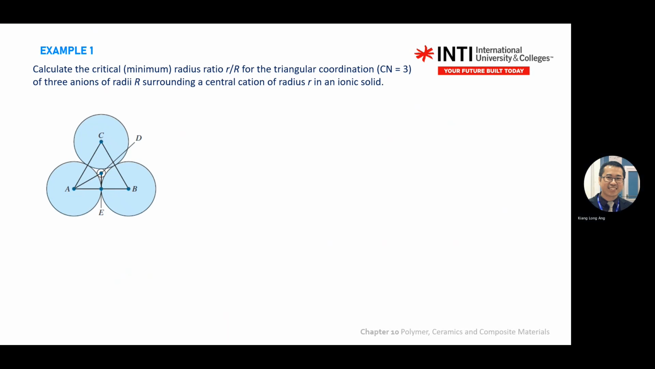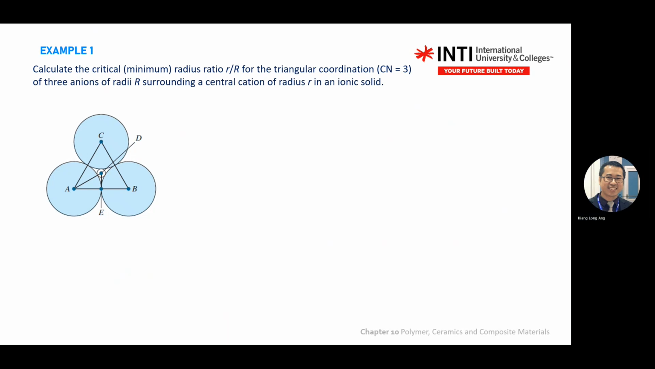So you transform the question into a diagram. Read again: for a triangular coordinate of 3 anions surrounding a central cation, it means you have 1 atom inside surrounded by 3, because Cn is 3. Cn3 means 1 in the center surrounded by 3. So you draw this diagram, and then you draw a triangle.